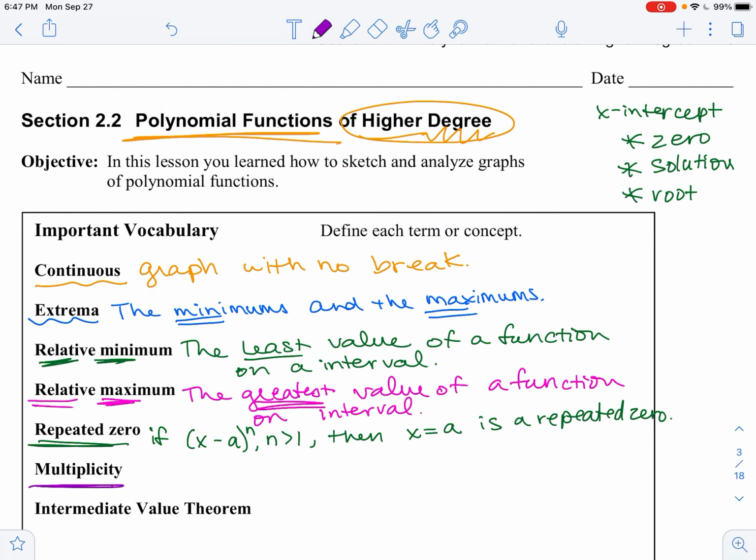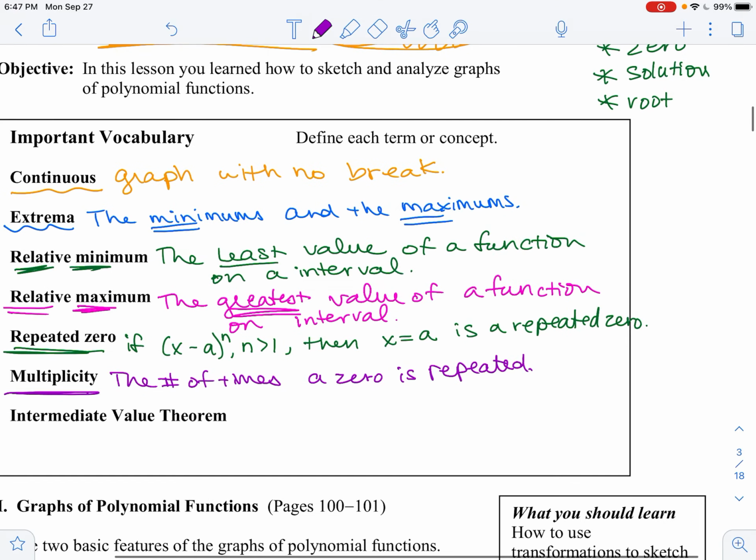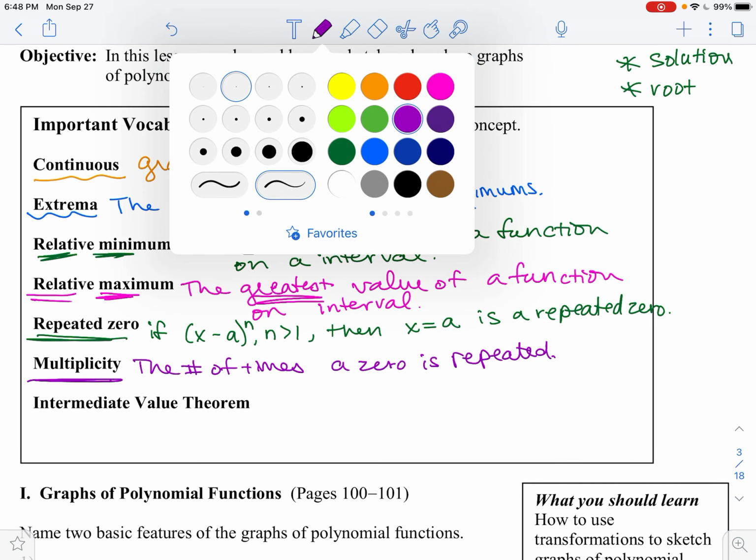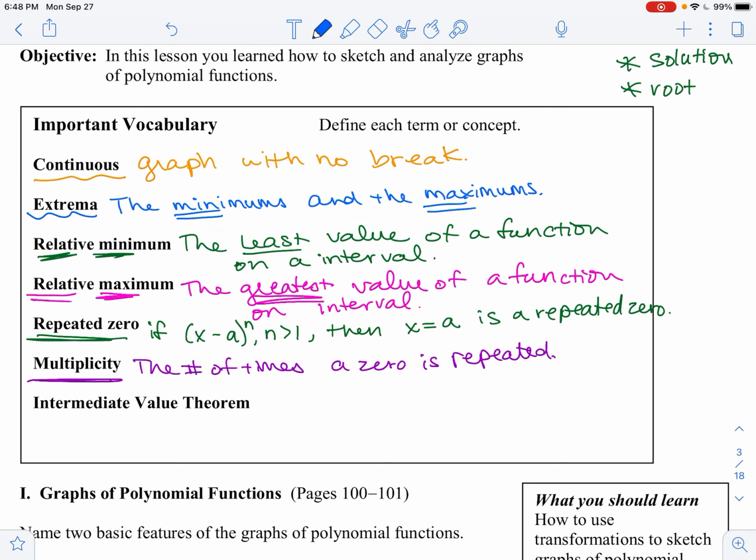A multiplicity is the number of times a zero is repeated. And then the last one is the intermediate value theorem. This one is going to feel foreign to us when we start because it's more of a formal math theorem, but this is a really important theorem.